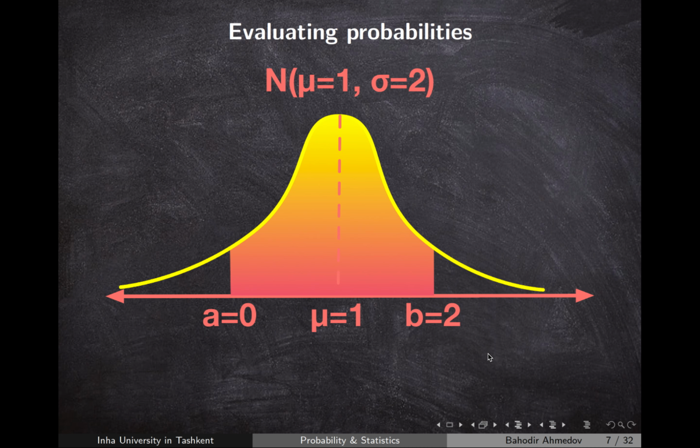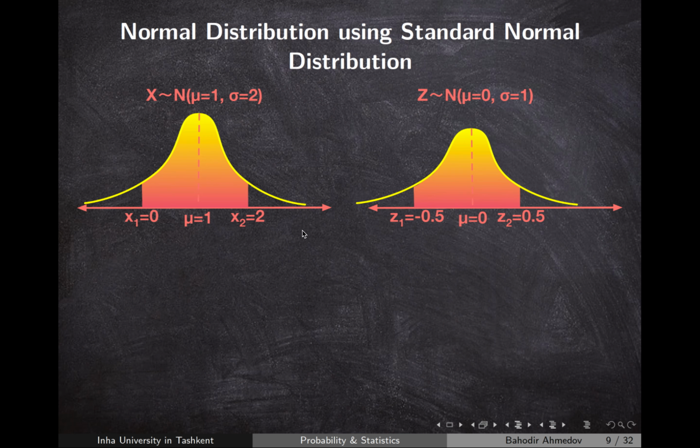If you're given the normal distribution with mu equal to 1 and sigma equal to 2, and I would like to find the area between a equal to 0 and b equal to 2, I would find the area which corresponds to this area under the standard normal distribution curve and evaluate that area. So basically, I would like to find the area under the standard normal distribution curve, which is going to be the same as this one. And by evaluating this, I can find the area under the normal distribution curve.